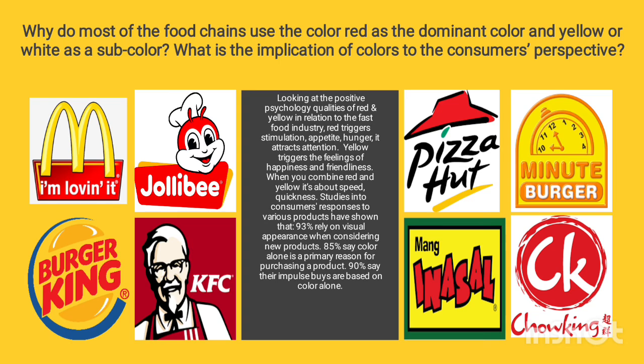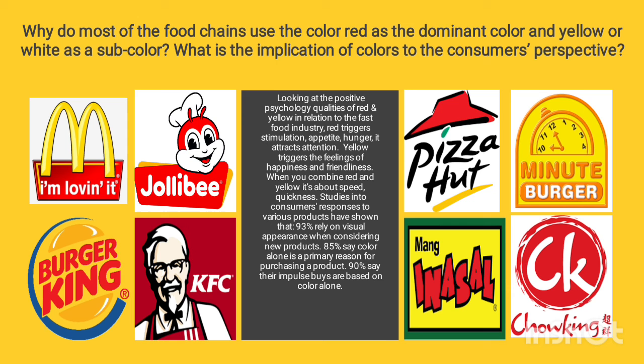According to a website, Karen Haller, the feelings, the mood, this combination of colors emits is perfect for their target market. Looking at the positive psychology qualities of red and yellow in relation to the fast food industry, red triggers stimulation, appetite, hunger, and it attracts attention. Yellow triggers the feeling of happiness and friendliness. So, all in all, it's about attracting people through the use of those colors, red, yellow, and white.